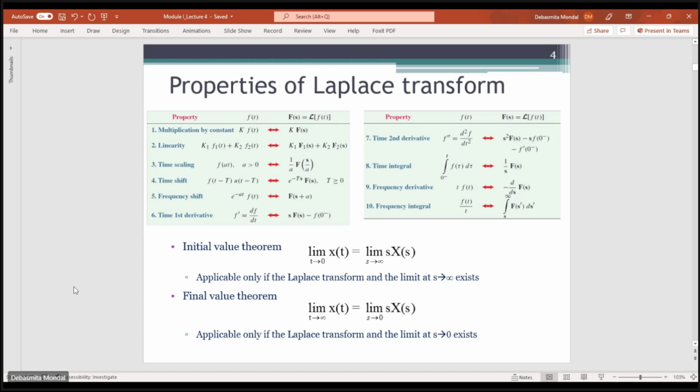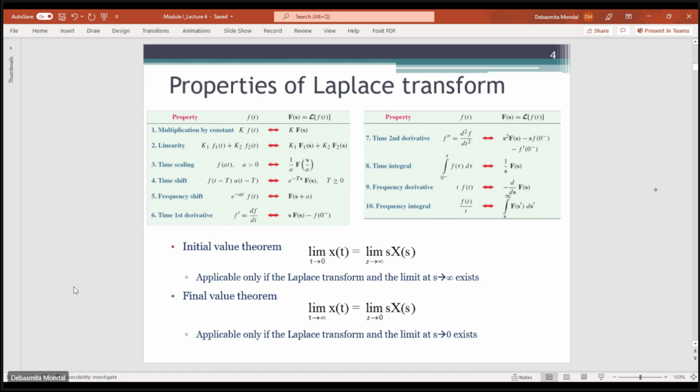Now there are two more theorems which are very important. One is the initial value theorem. So what does this initial value theorem say? It says that if you take the limit of a given time varying function x(t) as t tends to 0, it is equal to the limit as s tends to infinity of s X(s). So this is how, using the initial value theorem, the time domain signal is related to the frequency domain signal.